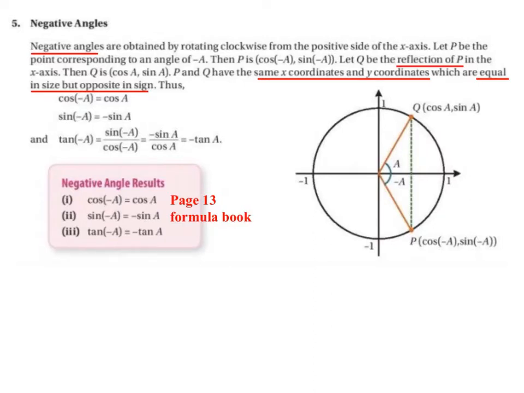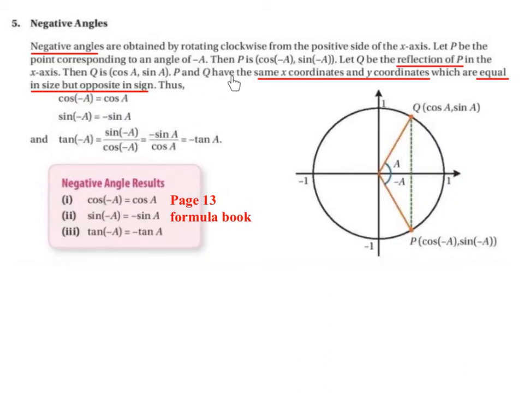So we can see that the distance from point P to the x-axis is the exact same as the distance from point Q to the x-axis. One is a reflection of the other in the x-axis. And these angles are equal. So for example, if this was 60 degrees, this is 60 degrees. Then Q is cos of A, sine of A. So point Q on the unit circle is cos of A, sine of A.